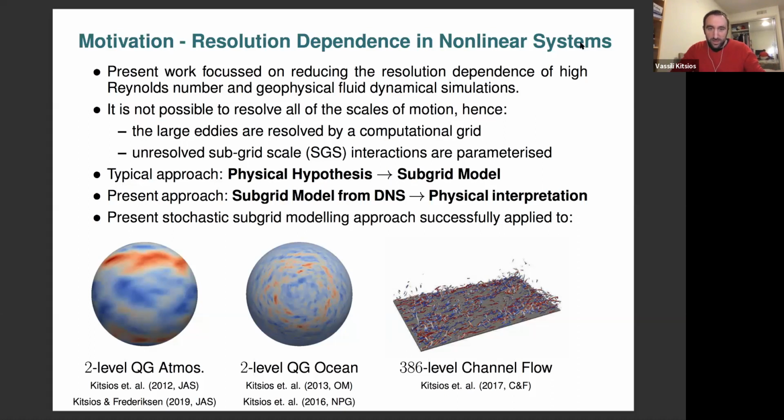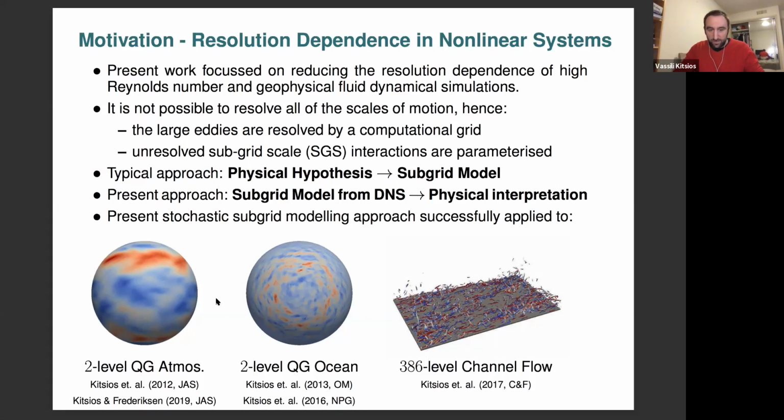So our stochastic subgrid modeling approach has been successfully applied to 2-level quasi-geostrophic atmospheres, 2-level quasi-geostrophic oceans, and also 386-level turbulent channel flows. Now these are all truly multiscale systems with no scale separation. I'll be focusing mainly on the atmospheric application. We could talk about the other two in question time if you like, but just to stick to the one application.